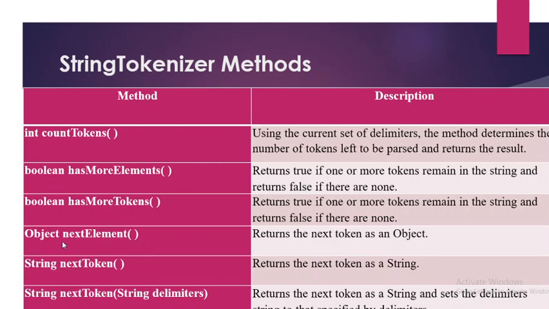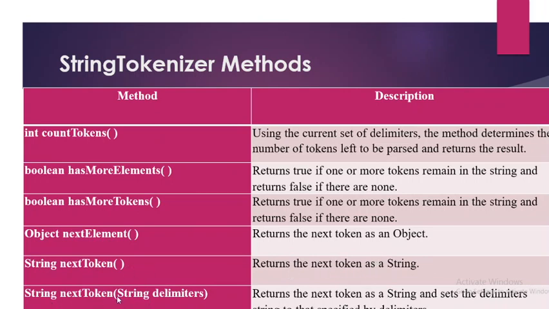Next is the Object nextElement method. While reading tokens one by one from your StringTokenizer object, to get the next token, we can use this method, nextElement. The return type is Object, so it returns the next token as an object. Similar to this method, another is the nextToken method, but here the return type is String. So this is used to return the next token as a string.